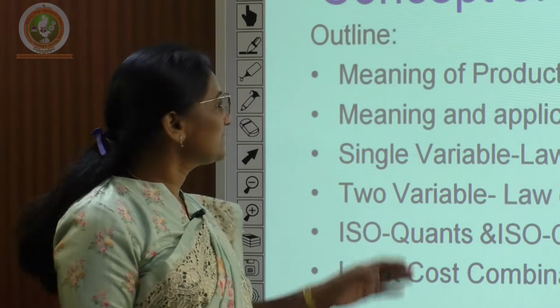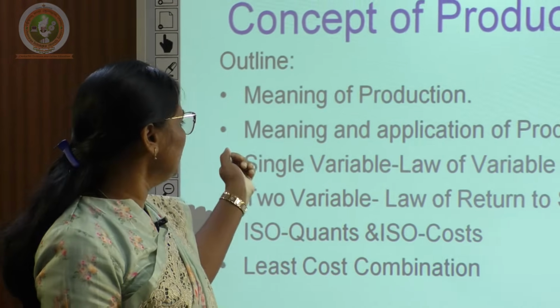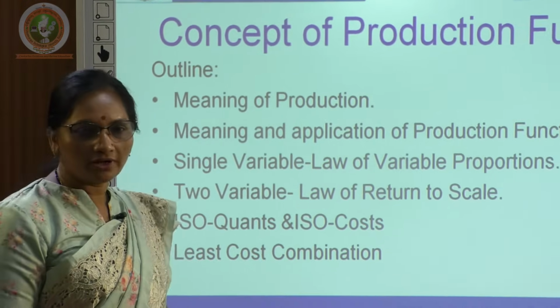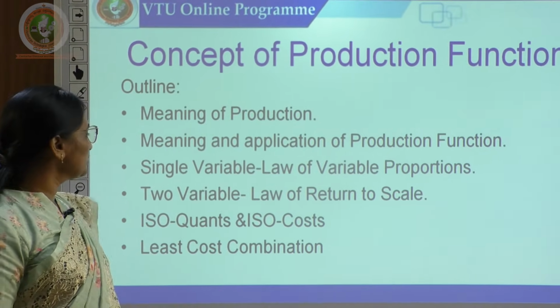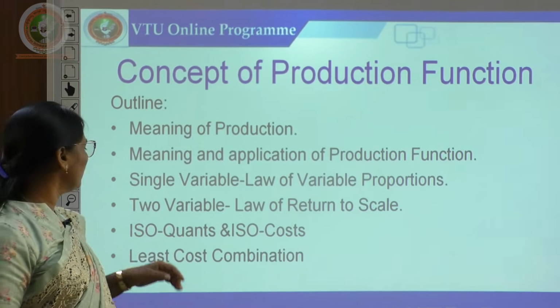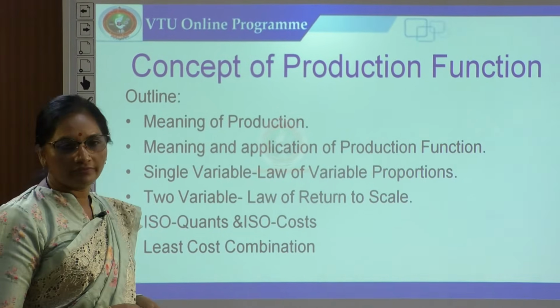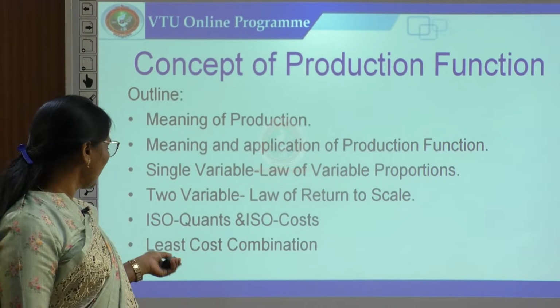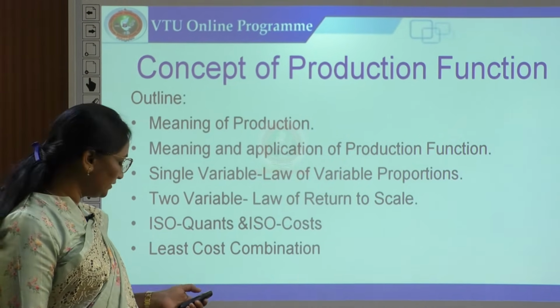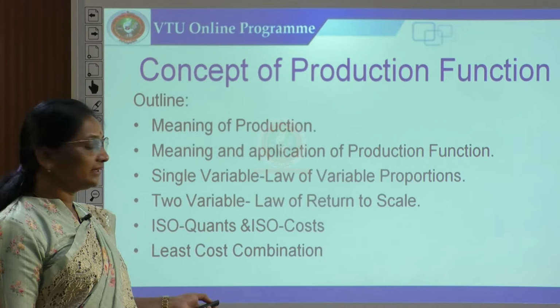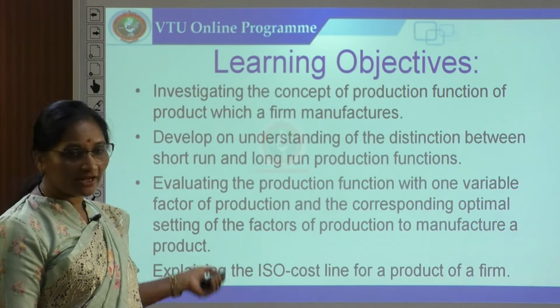Last class I explained the meaning of production function and its applications. Now we need to understand the single variable law of variable proportion, the two variable law of returns to scale, isoquants, least cost combinations and all these things. I would like to recap the content that I have explained.